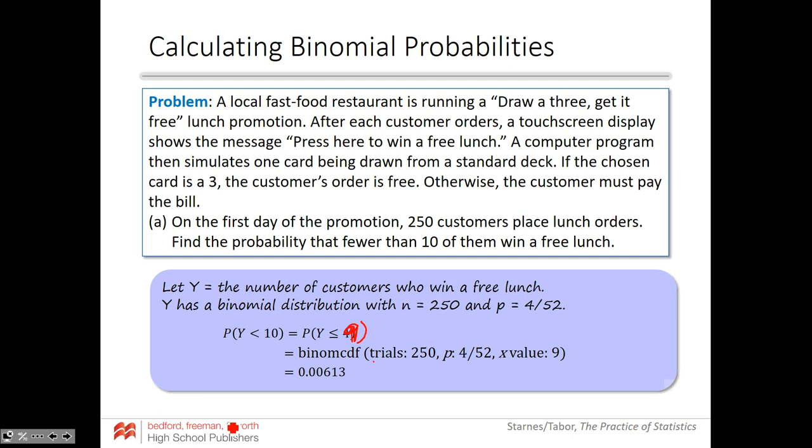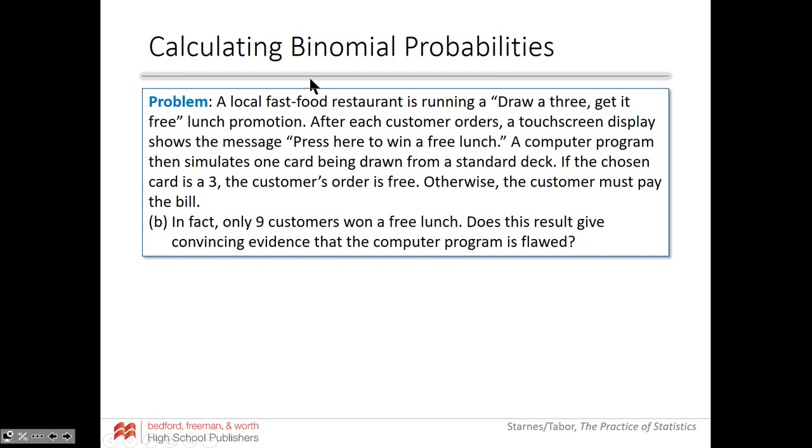So using the calculator, and I'm allowed to write this down if I know binomCDF, notice that I clearly labeled the number of trials is 250, the probability of success is 4 out of 52, and that the number of successes, or the X value, is 9. So in other words, there's a 0.6% chance of fewer than 10 customers winning a free lunch.